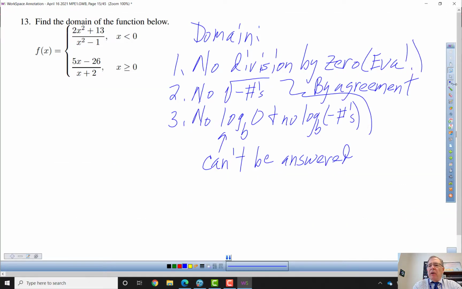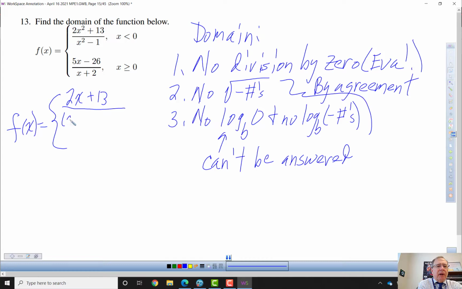okay, so for this part, I'm going to factor everything I can. So 2x plus 13 is not factorable, and the denominator here factors to x plus 1 times x minus 1, and then that's x less than 0, and the second piece, 5x minus 26 over x plus 2, x is greater than or equal to 0.